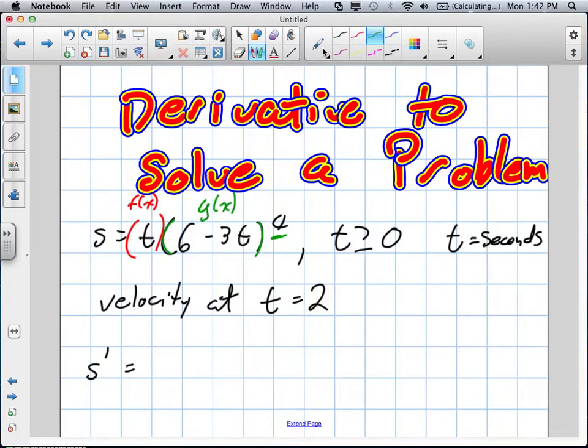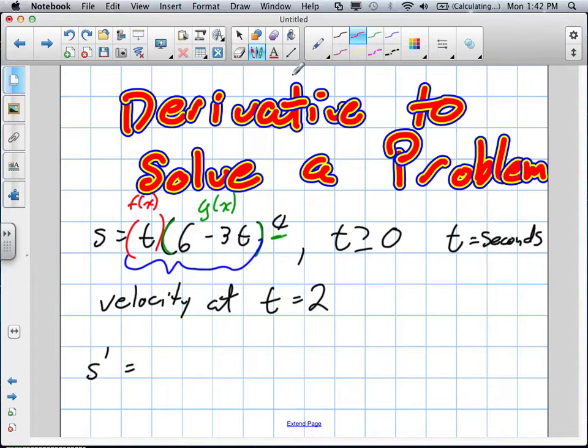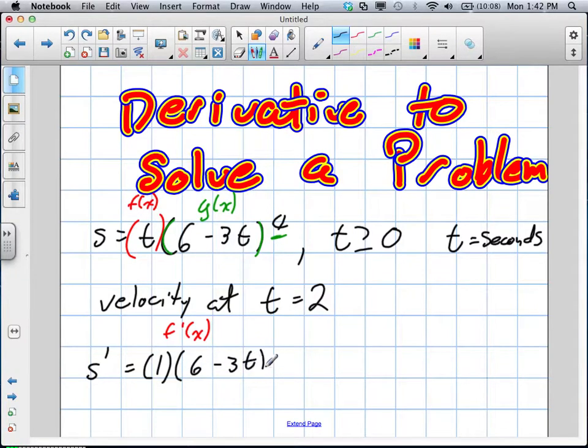First of all, we're going to need to apply the product rule because we have two functions multiplied by each other. So you remember the product rule, we derive the first function. So f prime x, well, the derivative of t is the number 1. And we keep the original other function g at x, so 6 minus 3t to the power of 4. That's our original g at x. Then we're going to add it to the original f at x, which is just t. That's our f at x.